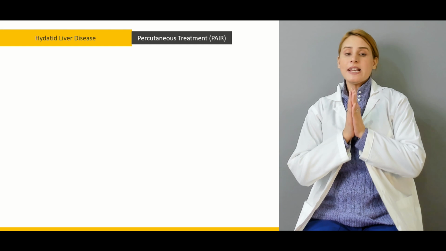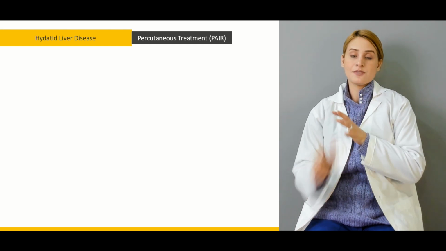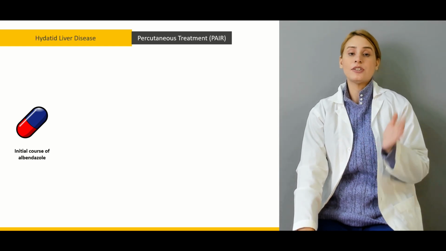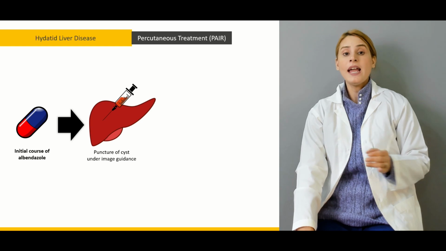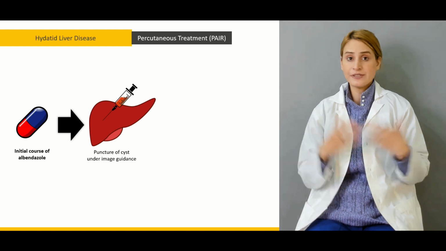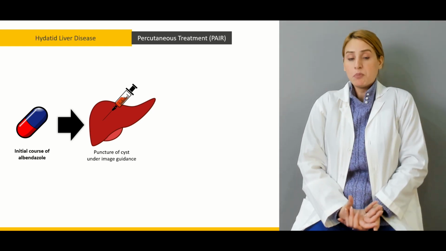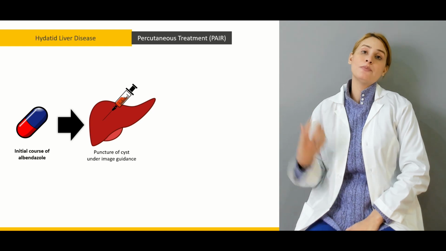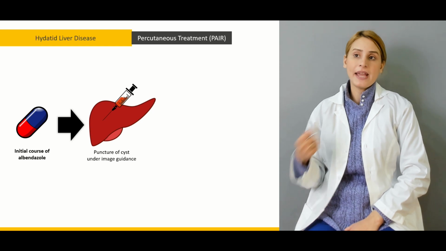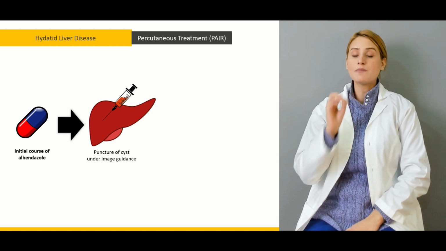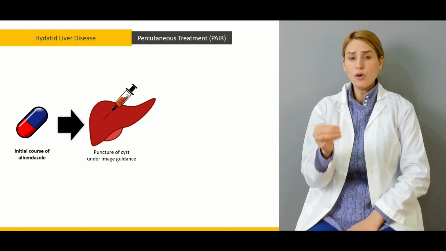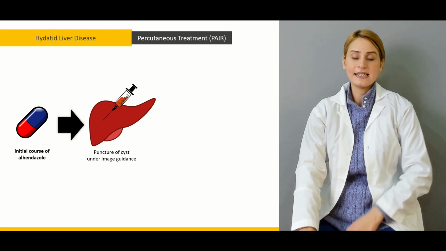Then there is another treatment for hydatid disease, which is called percutaneous treatment. What you do in a percutaneous treatment is you give the initial course of albendazole, and then you puncture the cyst under imaging guidance. This is very much important. If you do it blindly, then there's a chance that you may rupture the cyst, or enter the peritoneal cavity, and you may cause seeding of those small babies, the echinococcus, or the ova or trophozoites, which are present in the liver.